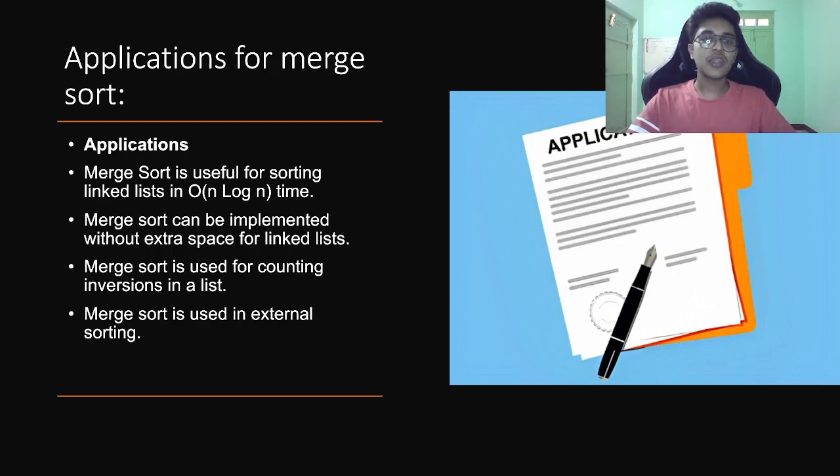Applications. Merge sort is useful for sorting linked lists in O of n log n time. Merge sort can be implemented without extra space for linked lists. Merge sort is used for counting the inversions in a list. And lastly, we have merge sort being used in external sorting. So these are the applications for merge sort.